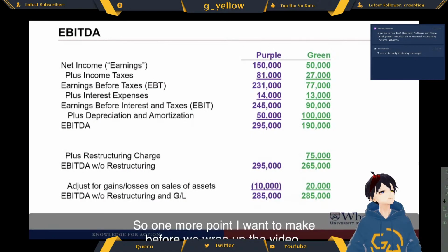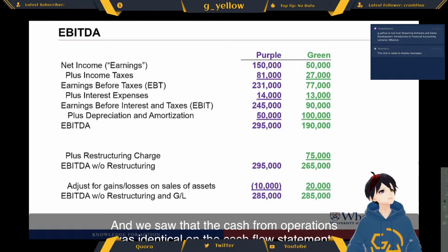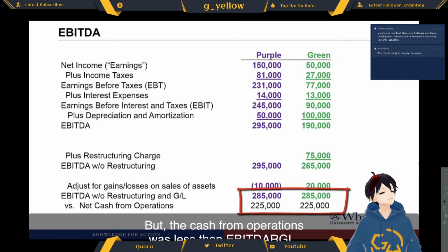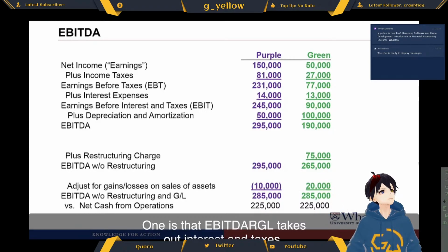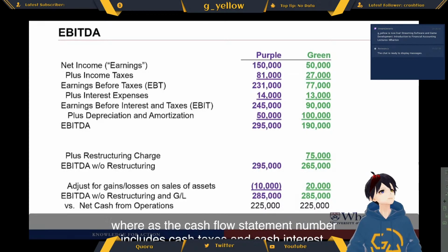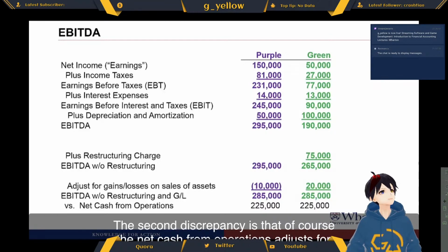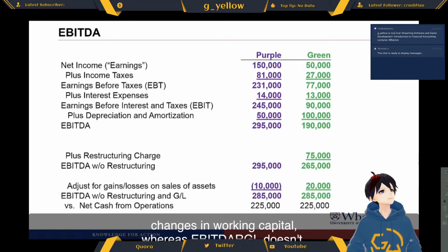So one more point I want to make before we wrap up the video. We see that the EBITDARGLE is identical between Purple and Green, and we saw that the cash from operations was identical on the cash flow statement, but the cash from operations was less than EBITDARGLE. So there's two reasons for this discrepancy. One is that EBITDARGLE takes out interest and taxes, whereas the cash flow statement number includes cash taxes and cash interest. The second discrepancy is that, of course, the net cash from operations adjusts for changes in working capital, whereas EBITDARGLE doesn't.